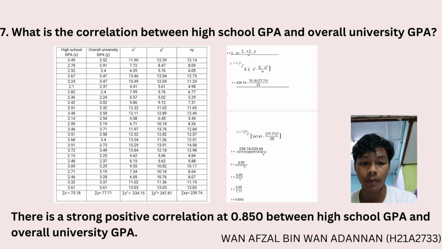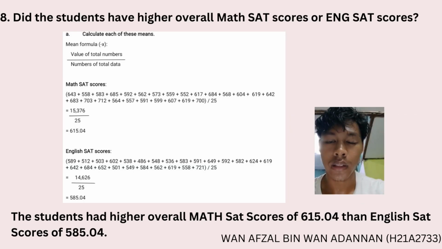We present question number 7, which is: what is the correlation between high school GPA and overall university GPA? From the table we can see the high school GPA is X and overall university GPA is Y. After concluding all the data we have, there is a strong positive correlation at 0.850 between high school GPA and overall university GPA. So the next question is number 8.